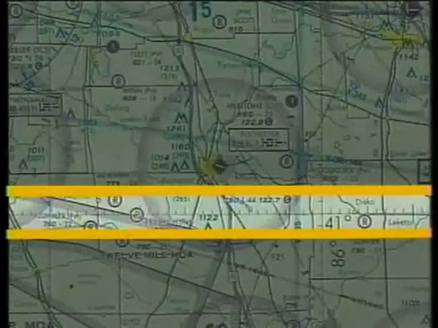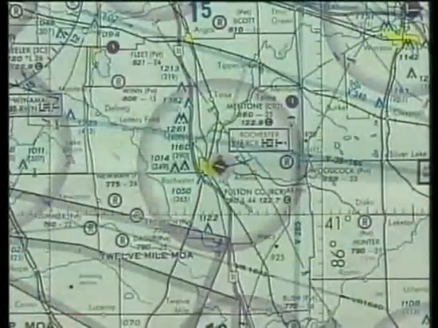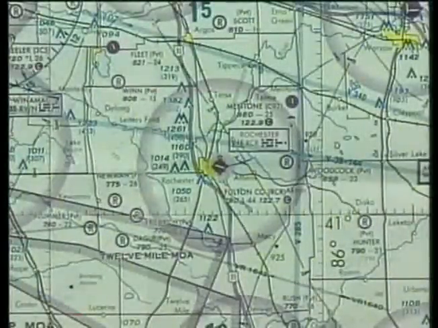Each degree of latitude is divided into 60 equal segments called minutes, and each tick mark represents 1 minute. Degrees of longitude are also marked in the same way. By using these degrees and minutes, you can identify a position anywhere on the chart.